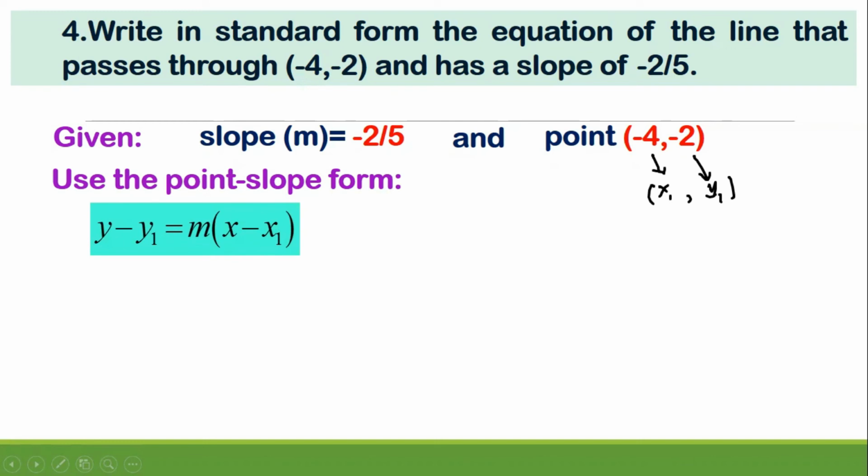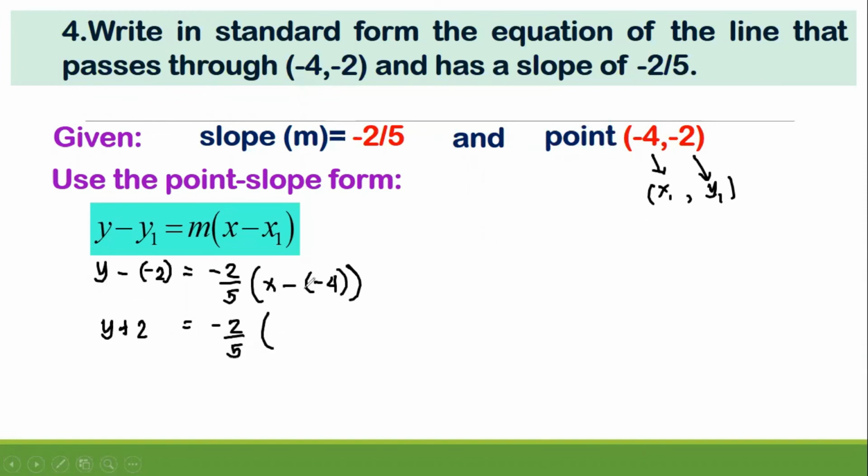So again, substitute the ones with subscripts and your slope. We have y minus y sub 1, which is negative 2, so don't forget to enclose it in parentheses. And then the slope is negative 2 fifths times x minus our x sub 1, which is negative 4. Please write it and simplify it. We have y minus a negative, that will become plus. So y plus 2 equals negative 2 fifths times x minus negative 4, which is simply x plus 4.